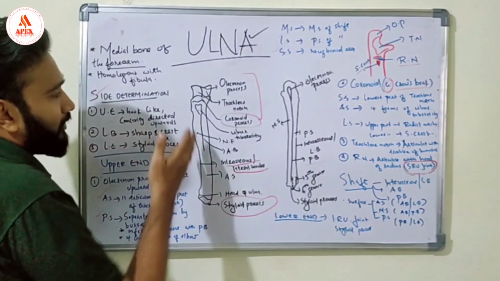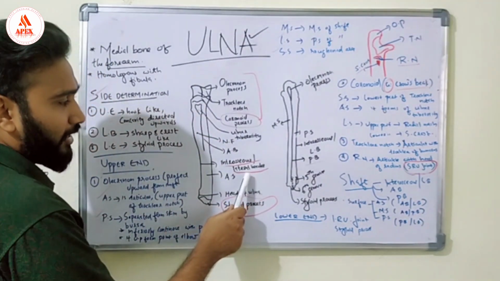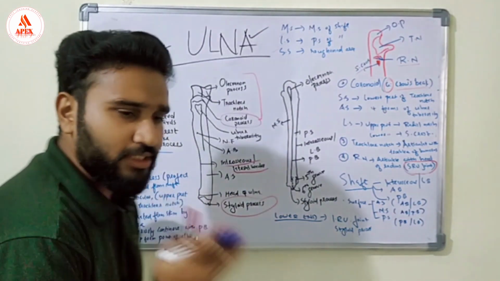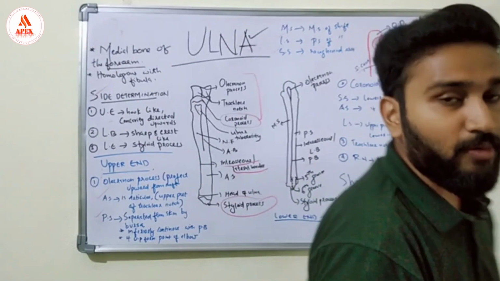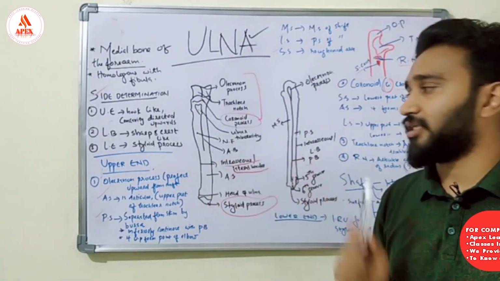And the second one, that is the lateral border. See, this is the lateral border. I marked here, that is the interosseous or lateral border. The lateral border is very sharp. The lateral border is very sharp and it is crest-like.